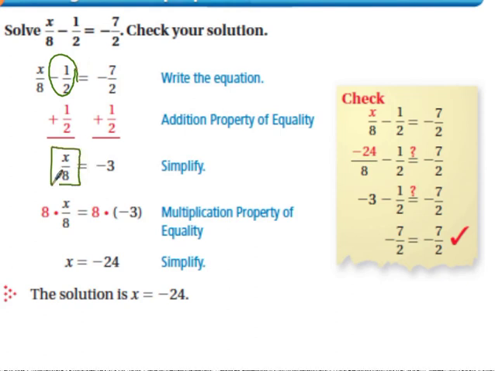At this point, this is a one-step division equation, and to undo division, we must use multiplication. Multiply both sides by 8, we get x equals -24. And then you always want to check your work to make sure you've done everything correctly.